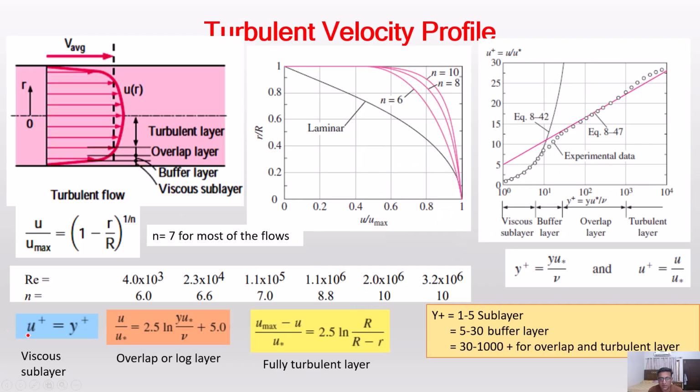Okay, so for the viscous sublayer, u plus is equal to y plus. I will explain what u plus and y plus are. The u upon u star, where u star is the friction velocity actually, this term is equal to u plus. Okay, and this term is basically y plus.